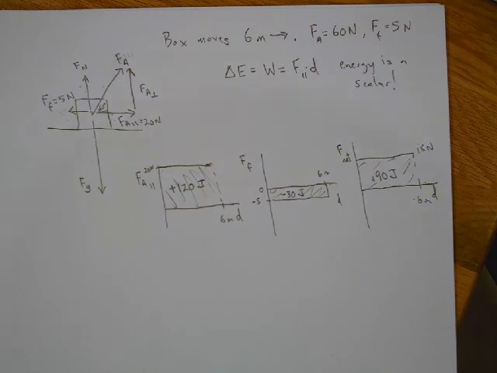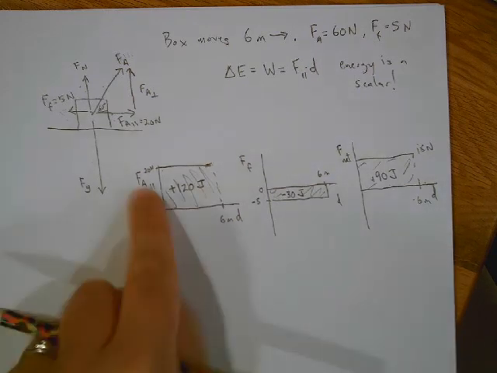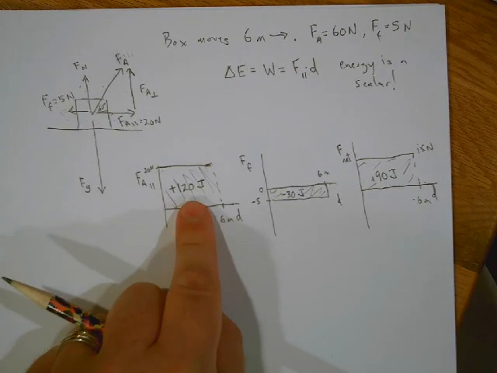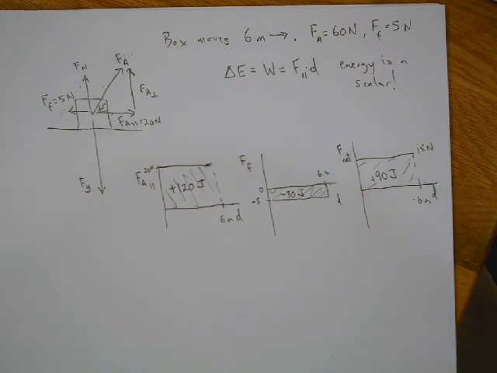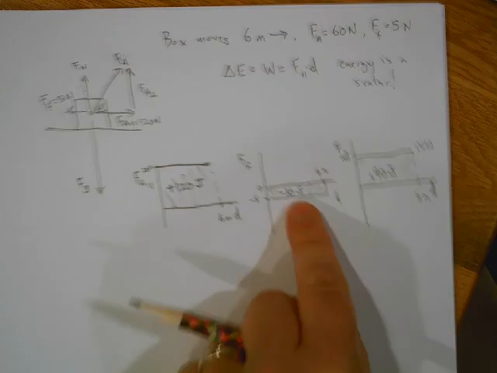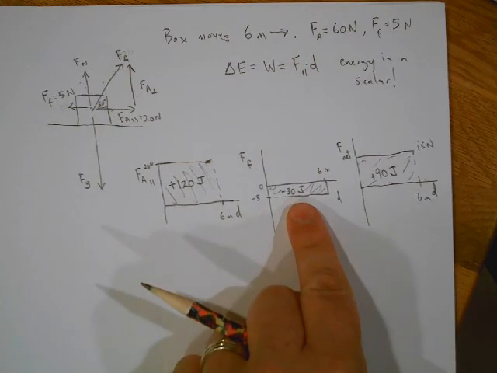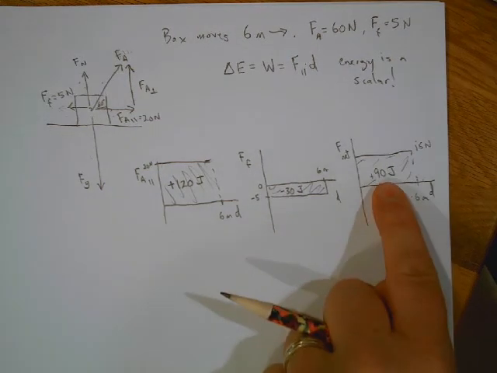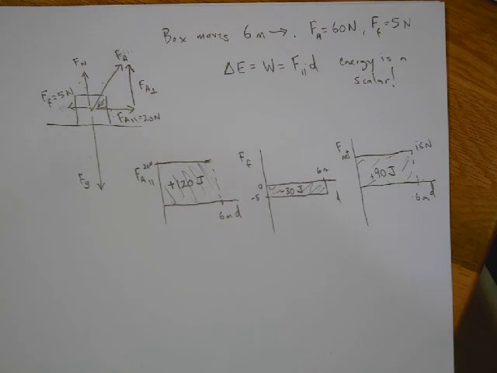Now, here's where you have to be super duper careful. Words are important. If it says, how much work does Abdul do? The answer is plus 120. If it says, how much work does friction do? The answer would be -30 joules. If you ask, what is the energy that the box gained? The answer is 90 joules. Does that make sense? So you have to be really careful looking at the words.